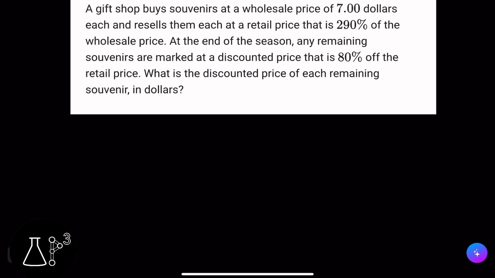Okay, so we're given a lot of information. There's a lot of retail, there's a lot of percentages, there's 2 percentages. So what are we looking for? What are they asking for? So I'm given that the original price, or the wholesale price, is $7. And then it resells at a retail price that is 290% of the wholesale price. So what can I do? Well, I can do 7 multiplied by 290%, which just equals 2.9, to get the resale price, the retail price.